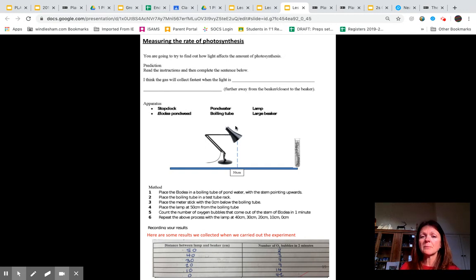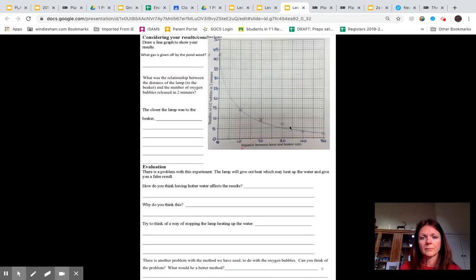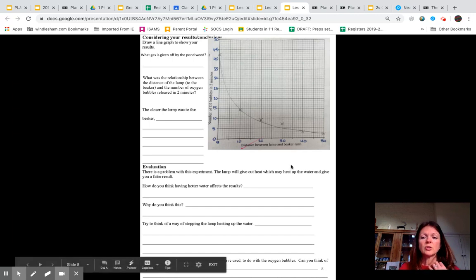What else do lamps give out that you have to be a bit careful about with touching them that might cause the pondweed to photosynthesize faster? Thinking about this, and how could you prevent it? What could you potentially put in the way here that would allow the light to pass through, but not this other factor that would cause a problem? So that should help you with your next slide here in the evaluation, which you're going to do in a moment.